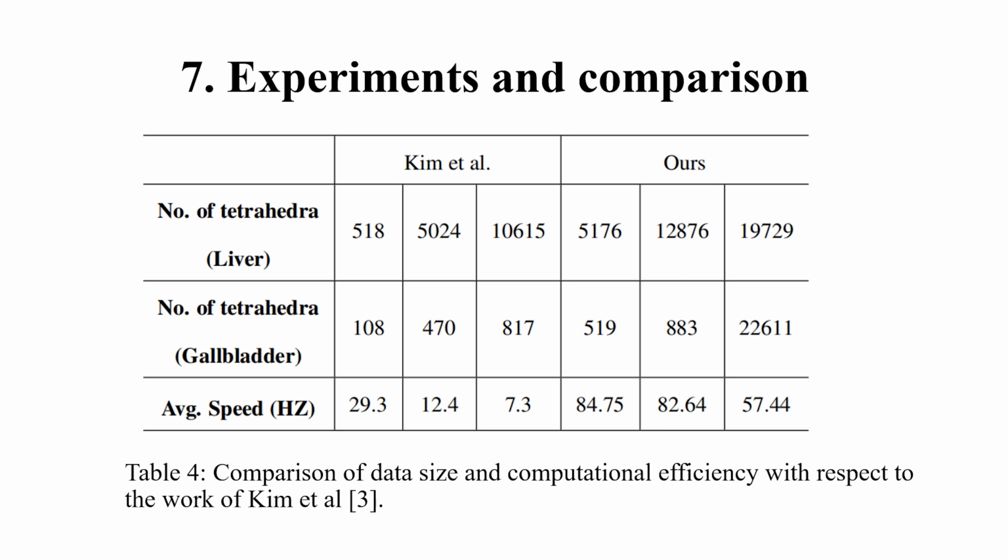This is the comparison of data size and computational efficiency with respect to the work of Kim. Our method is 3 to 8 times faster than his method. Our computation costs are significantly lower than it. And the advantage of our method is obvious when simulating complex models.